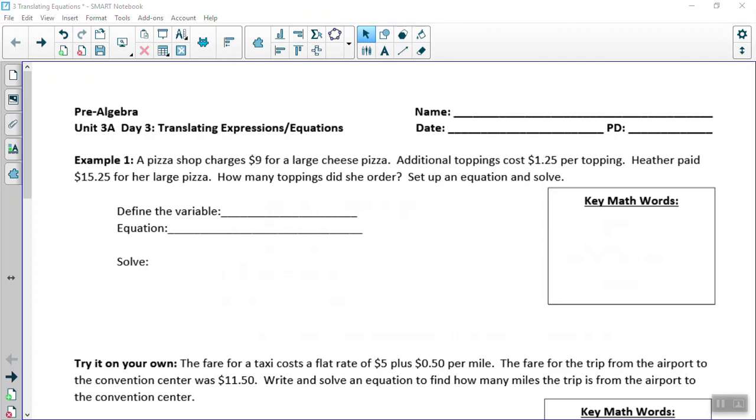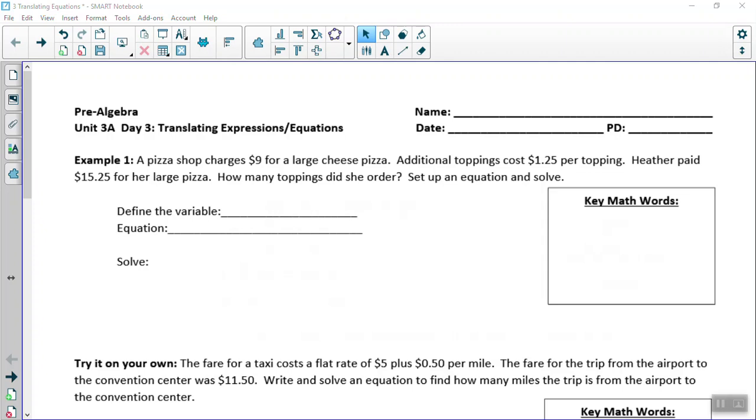First, we're going to define the variable. It's basically where we're going to pick a variable and then tell what it's representing. And then we're going to identify some key math words. Those are the words that are going to tell us what operations we're using. Then we'll write our equation and then we'll solve.